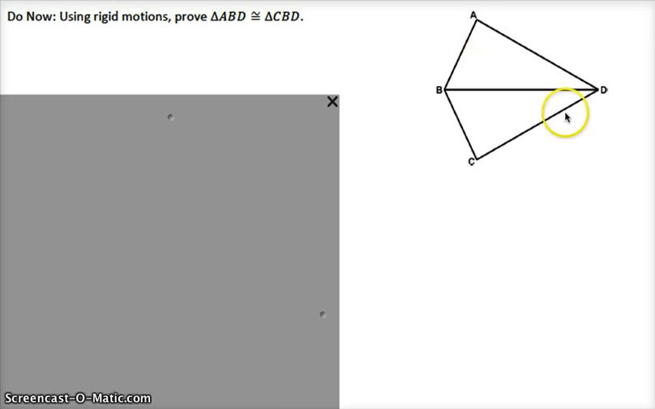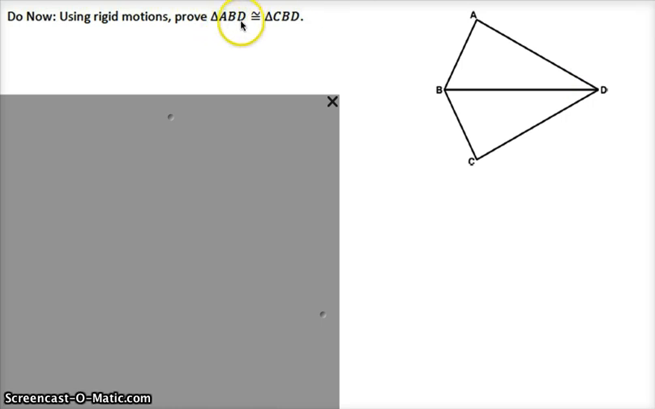Basically, when I'm looking at my image here, I'm deciding which one of my rigid motions would work best. So we know rigid motions are either a translation, a rotation, or a reflection. All three of those transformations preserve length and angle measure. In this case, our best rigid motion to use is a reflection. We know this because they share a line, and we know a reflection has a line of reflection, otherwise known as a line of symmetry. So we're going to say it's a reflection over BD. BD is going to be the fixed points that do not move.